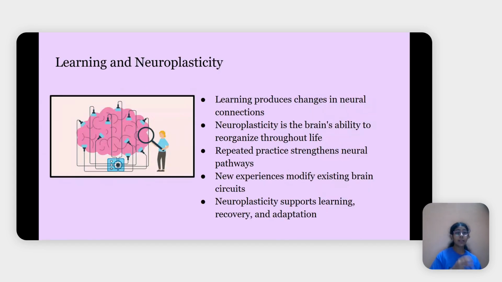Next, let's understand learning and neuroplasticity and how this connects. So learning produces changes in neural connections, right? And neuroplasticity is the brain's ability to reorganize throughout life. So it is quite literally the ability to change our neural connections. Repeated practice strengthens our neural pathways, which is why spaced repetition is actually seen to be such an effective study technique. And new experiences tend to modify existing brain circuits. This is where neuroplasticity steps in. So it helps in learning, recovery, and adaptation as a whole.